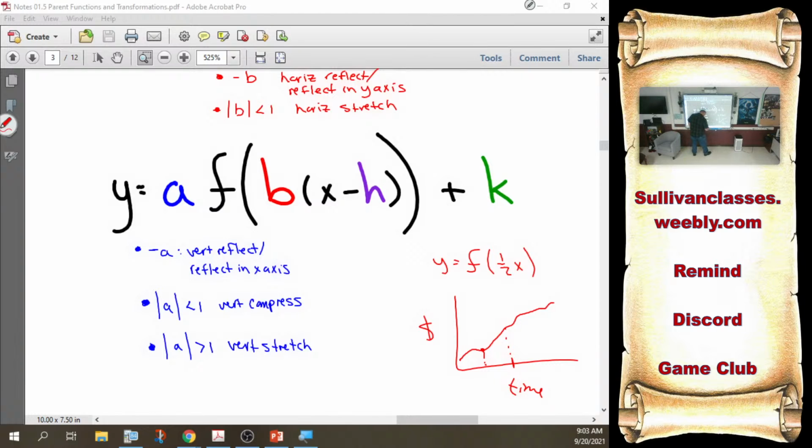So it has a reverse effect. It's going to take this graph and stretch it out like this. Cut your input in half, it takes longer to get where you're going. So opposite effect. Well, that also means what happens when the absolute value of B is greater than 1. Now it's a horizontal compression. But with both of these, this is the part that most kids miss, by the reciprocal.